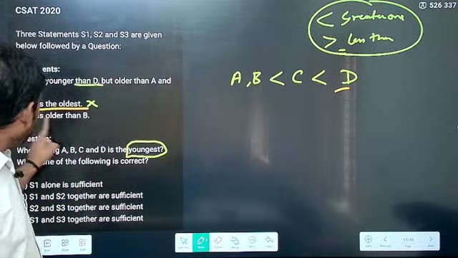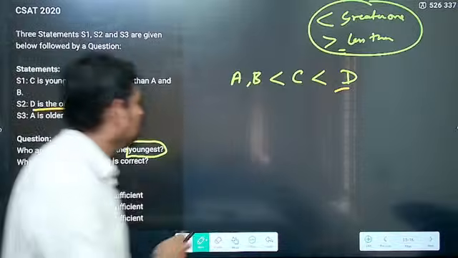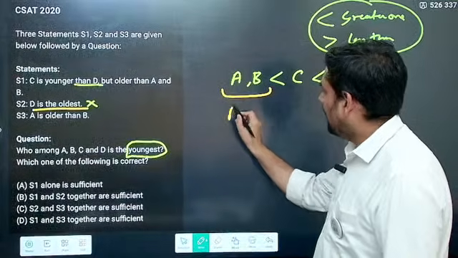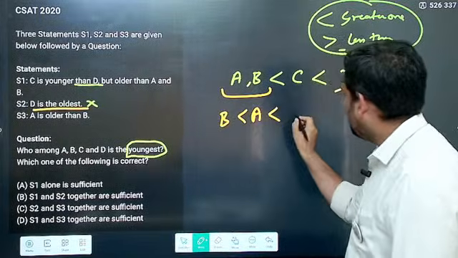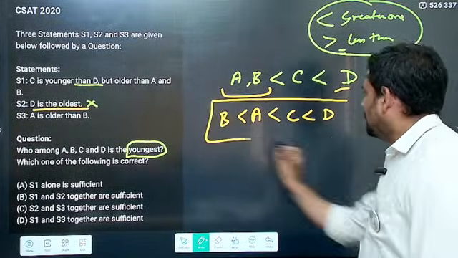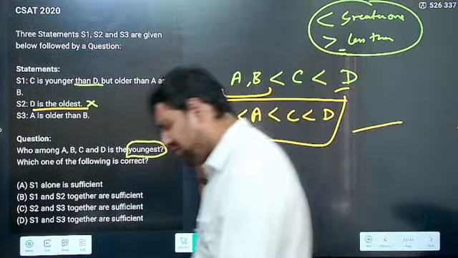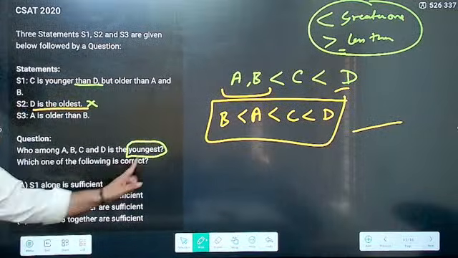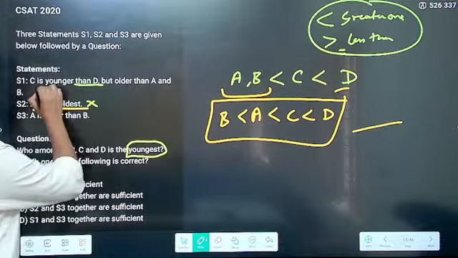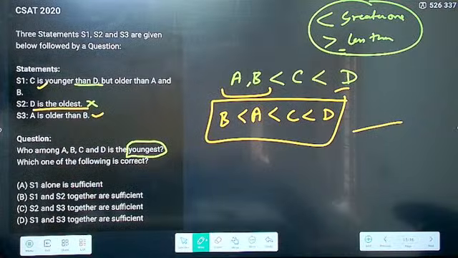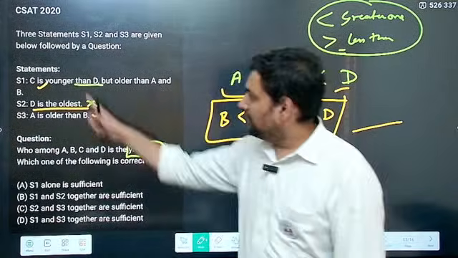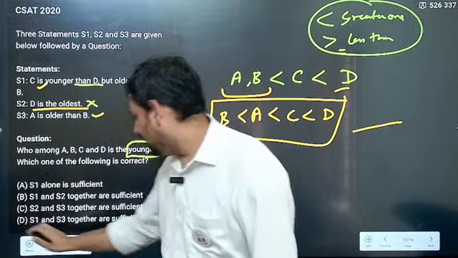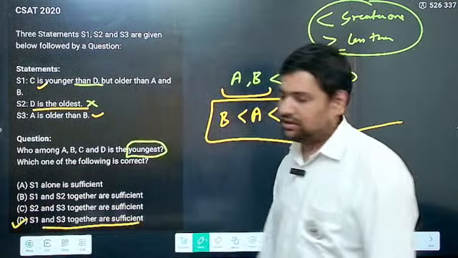Then A is older than B. This is a very useful statement. Why? Because from this I can say that A is older than B. This gives me the entire chain, and I'm very sure that B is the youngest. So that means 1 and 3, if I take together, I'm able to answer. Why will 3 not be enough? Of course, because you don't know anything about C or D. So 1 and 3 are needed. Statements 1 and 3 together are sufficient.